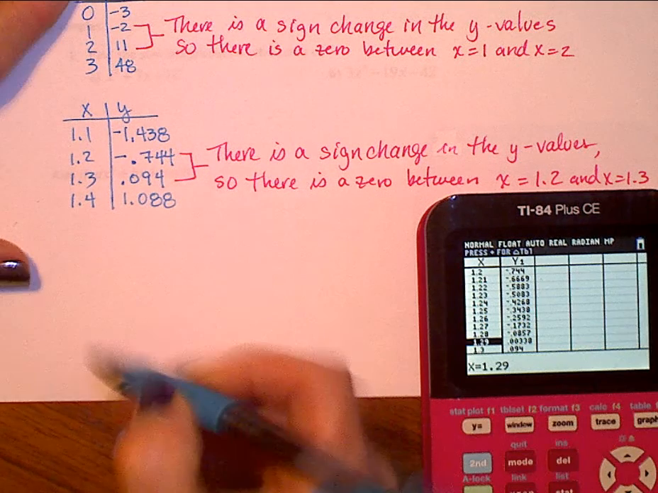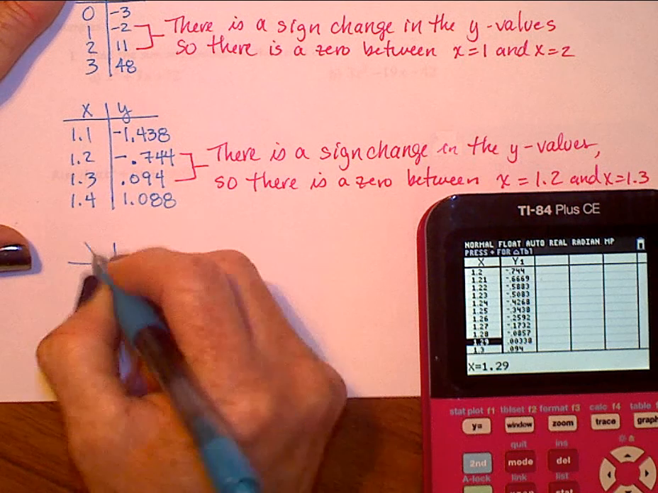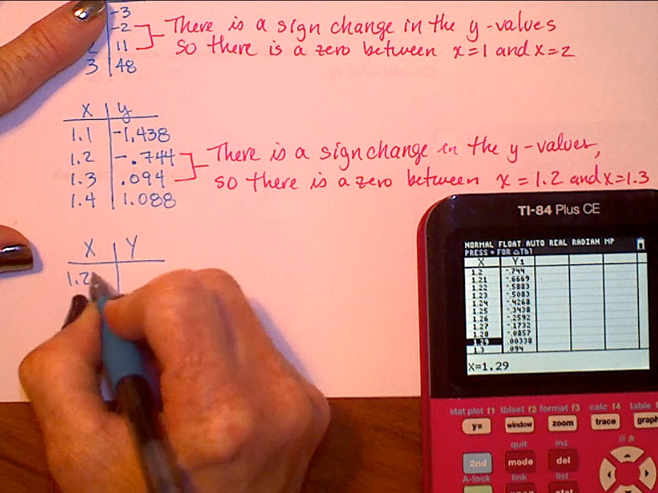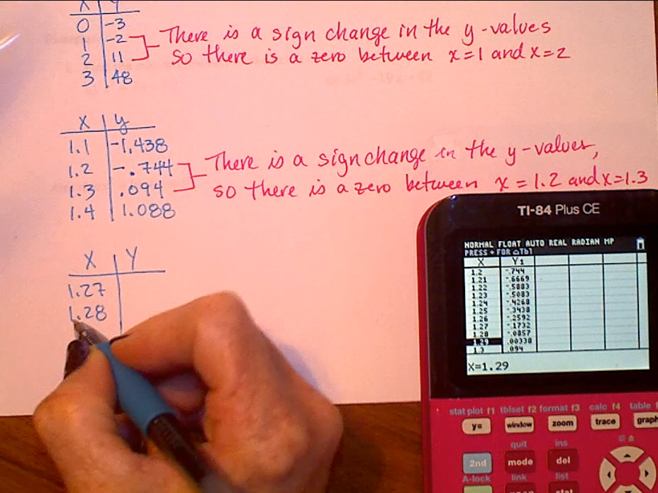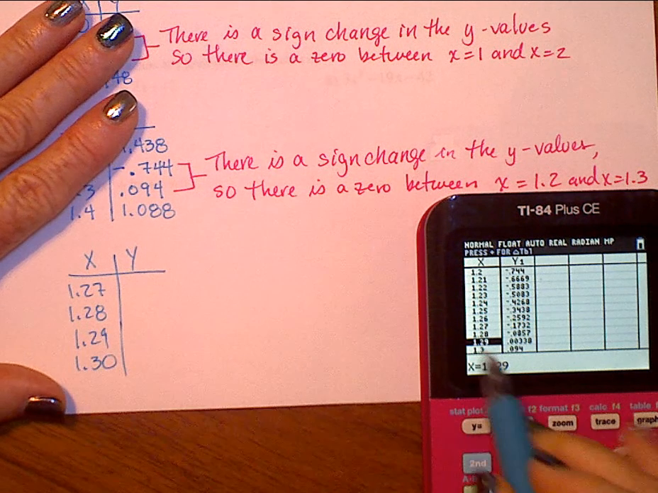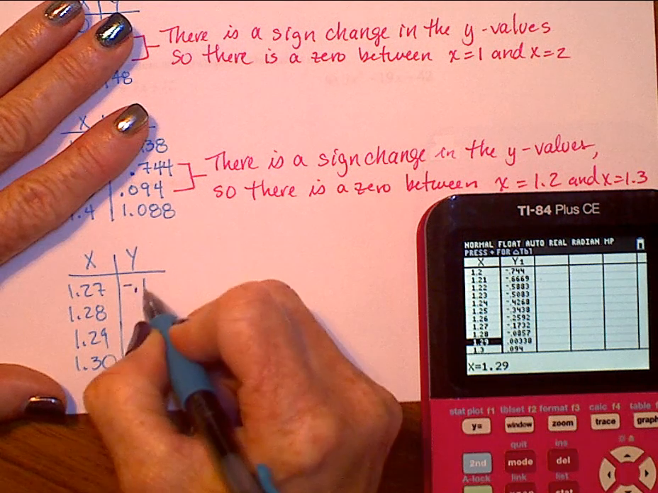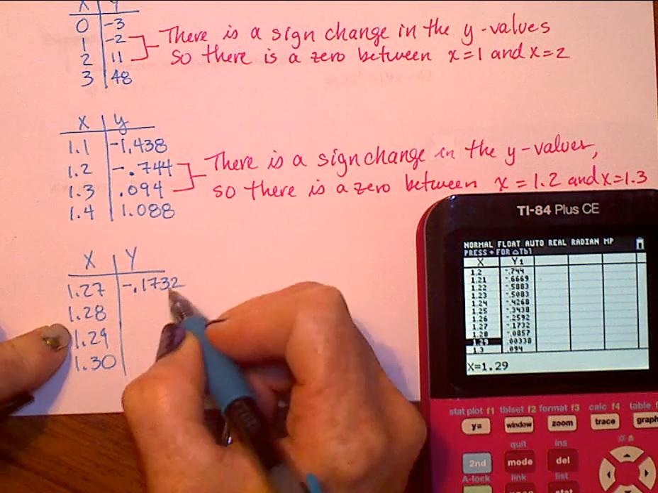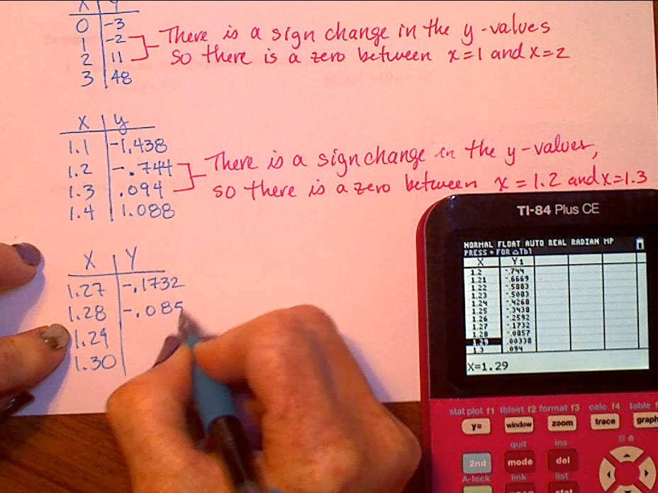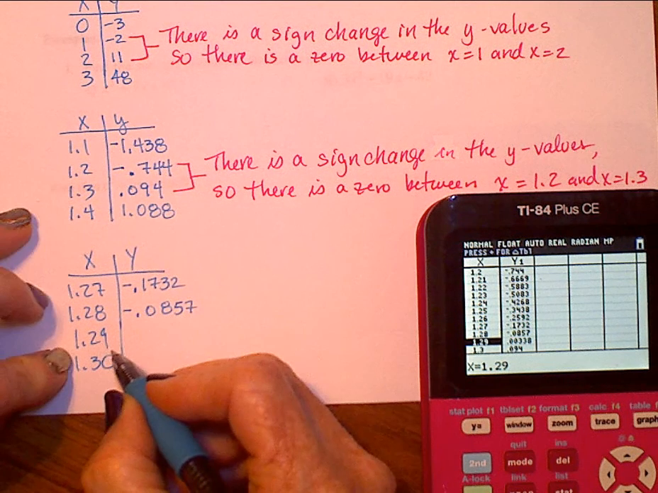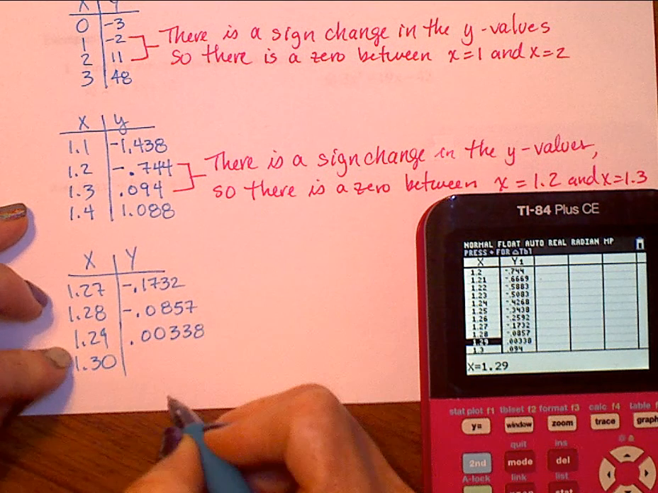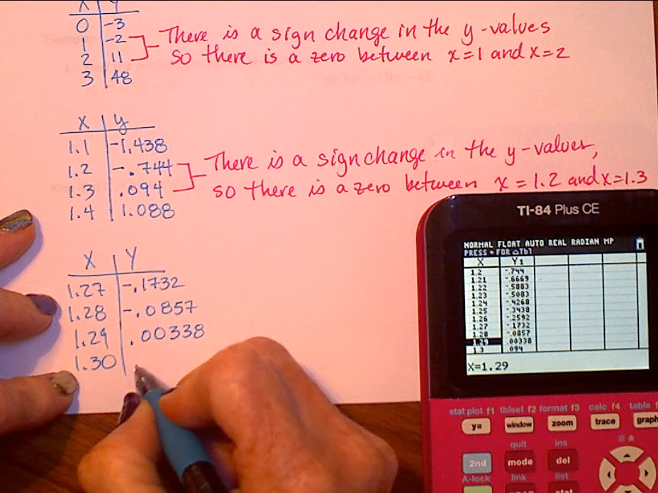And if we copy that portion of the table, again, one up, one down, so 1.27, 1.28, 1.29, 1.30. 1.27 is at negative 0.1732, 1.28 at negative 0.0857, 1.29 is at positive 0.00338, and 1.30 at positive 0.094.